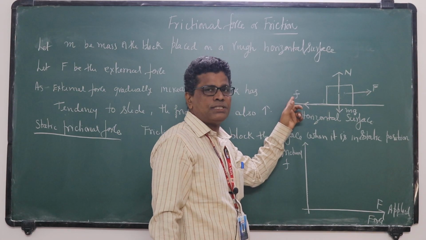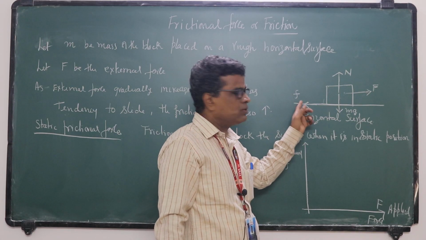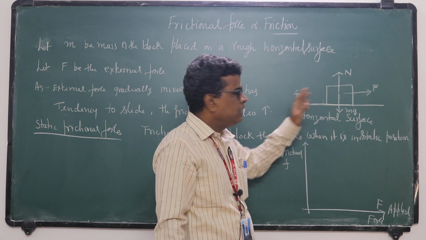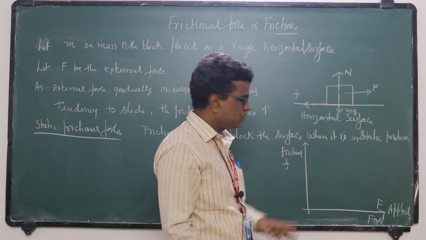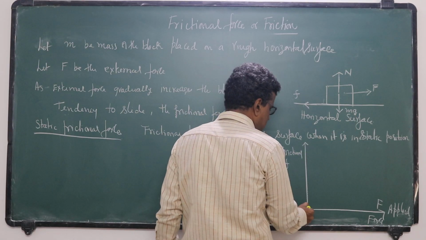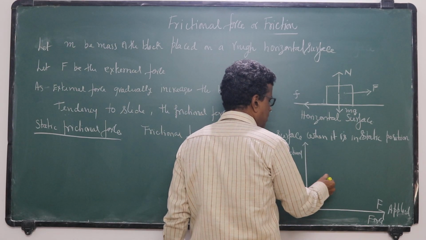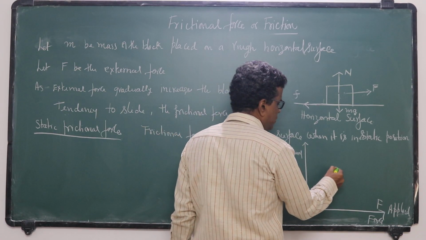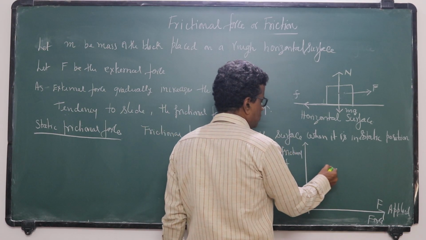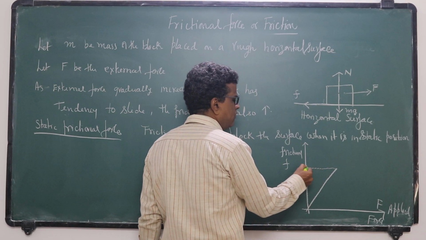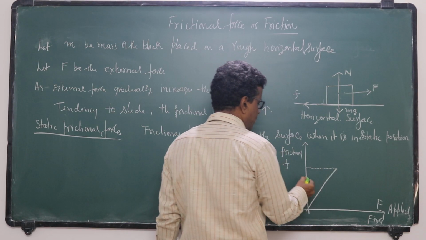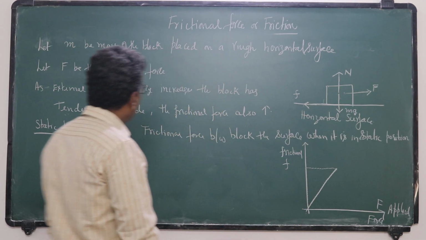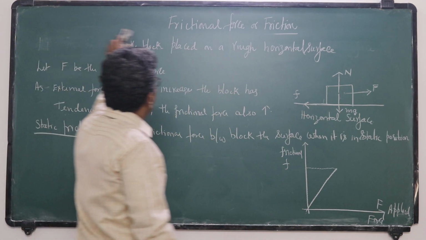That is, it opposes this frictional force. It opposes the motion of this block. That's why it acts opposite to the external force. As this applied force increases, the frictional force also increases gradually. Up to a certain instant it increases, so that is called the limiting frictional force value. The maximum value of static frictional force is called the limiting frictional force value.